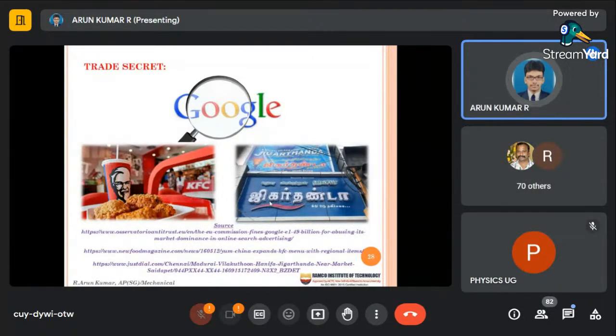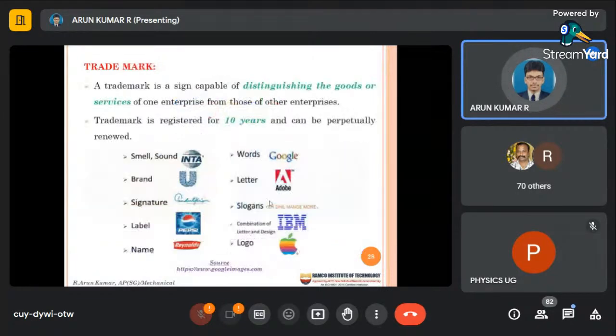And similarly, this KFC chicken or this Madurai chicken, the taste is unique. No competitor is able to replicate the taste, and that is being maintained under trade secret. That is all as far as trade secret is concerned. Now we'll move to the fourth form of IP, which is called trademark.